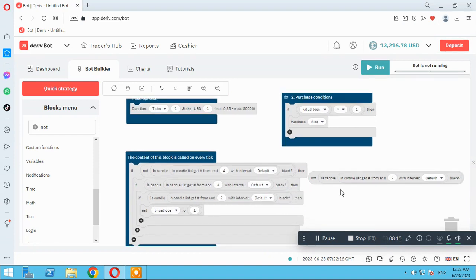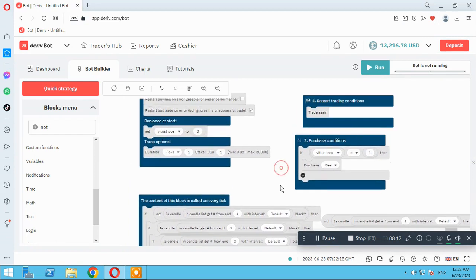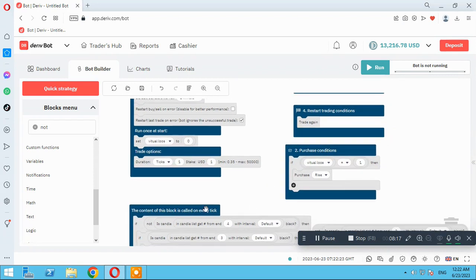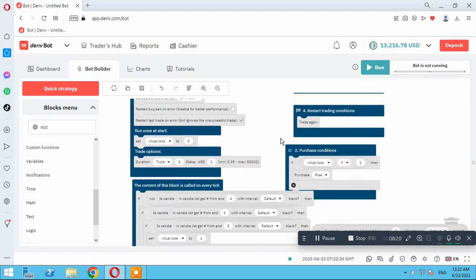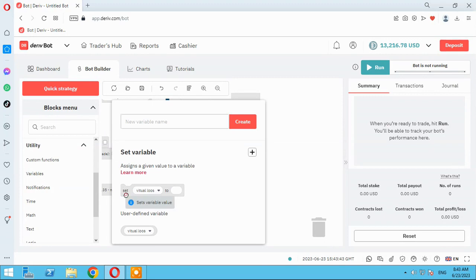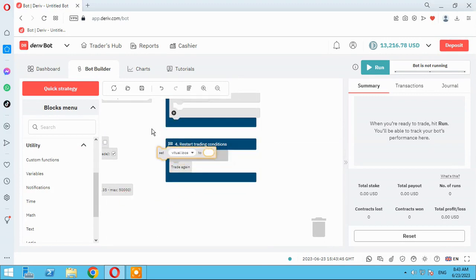I will teach you some more strategies from digit over and under and things like this in next sessions. And don't forget, use this in block number 4. After each trade, we have to use set virtual loss to 0.